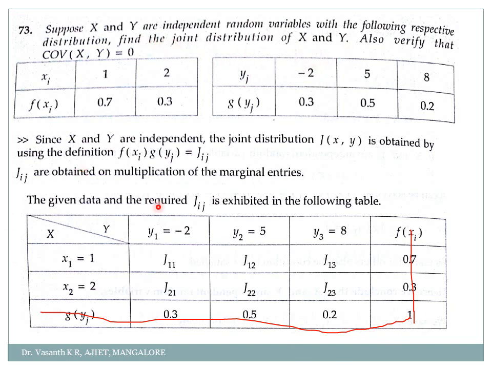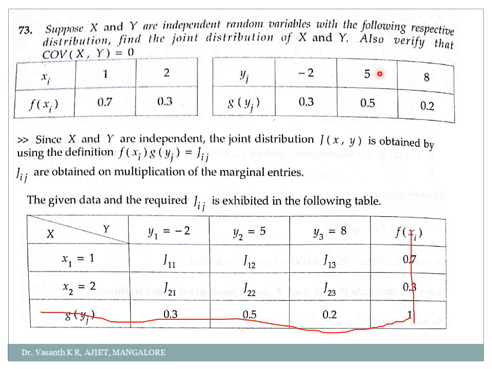So first you draw the table, okay? So x will take which values? Don't worry about this last one, okay? This is just for our reference, so to check whether it is proper or not. So x will take the values 1 and 2, y will take the values minus 2, 5 and 8. Write that, minus 2, 5 and 8. X you write like this, y you write like this.